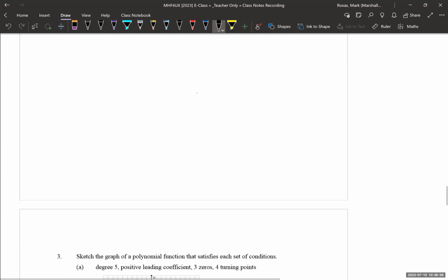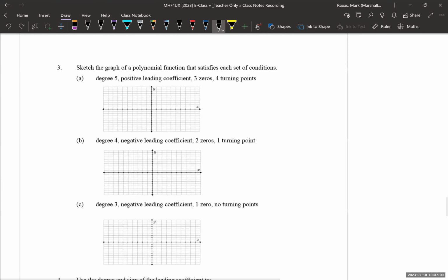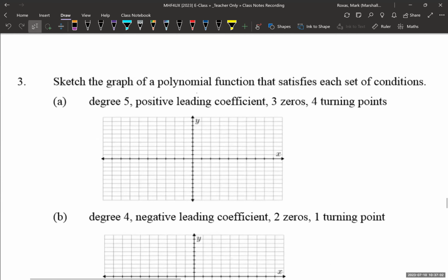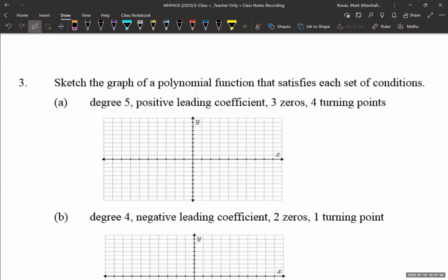Okay, let's look at another function. Sketch the graph of a polynomial. You can do some curve sketching in this course too, perhaps. We need to learn it anyways. So let's look at an example here. Sketch the graph of a polynomial function that satisfies each set of conditions. Part A, degree 5, positive leading coefficient, and then 3 zeros and 4 turning points. Okay, so how can we do a question like this?